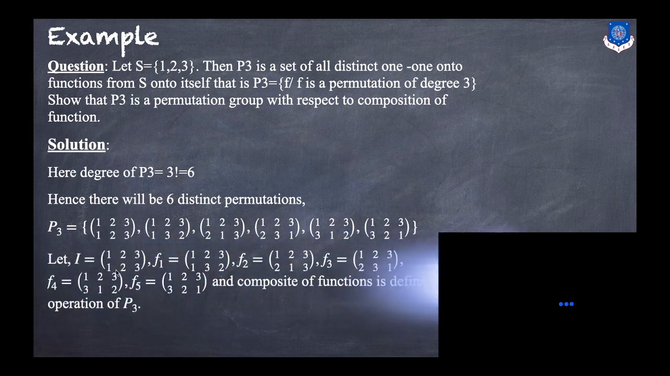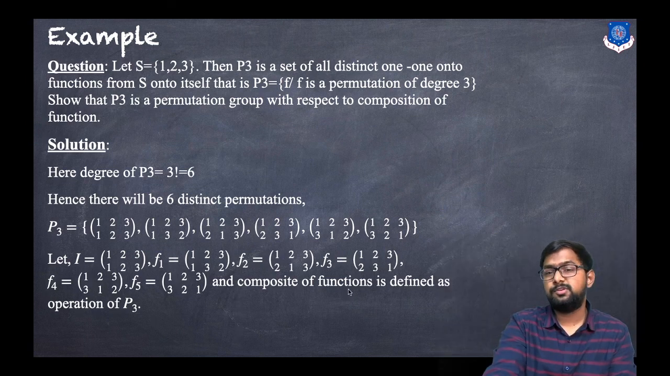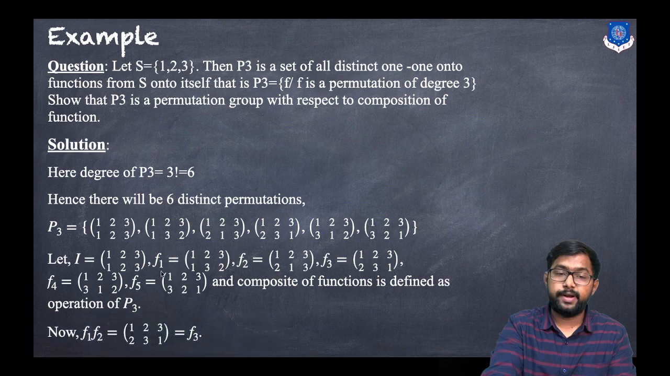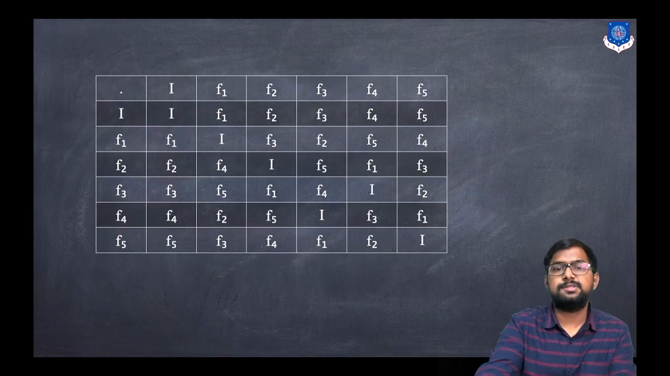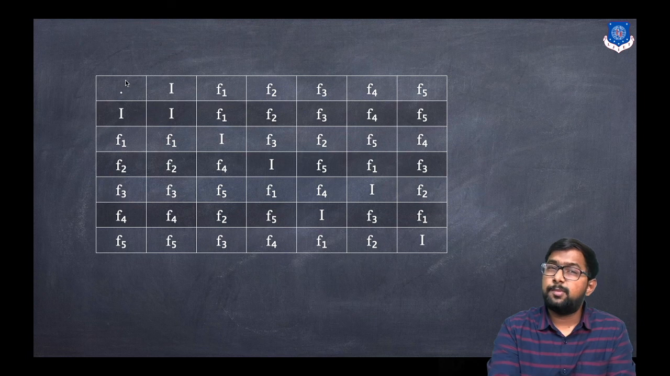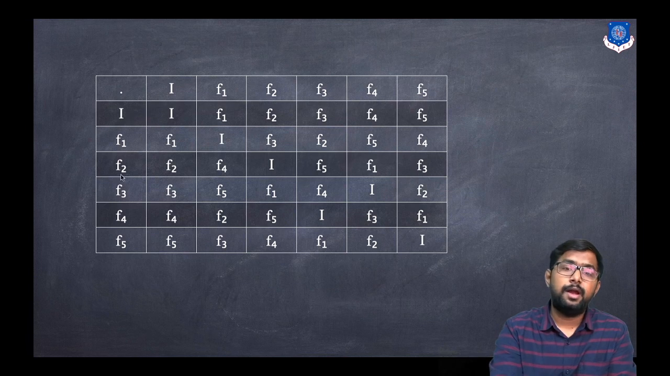Okay. Now see, let us denote this. So let I equal this one. Then F1 equals the second one, F2, then this is F3, this is F4, and this is F5. Right? So the composition of functions is defined as the operation on P3. So let us discuss that. See how to write F1 composition F2. Let us first create this type of table, as we did in previous lectures. So this is the composition. We have a total of 6 elements: I, F1, F2, F3, F4, F5, and in the same way the rows I, F1, F2, F3, F4, and F5.